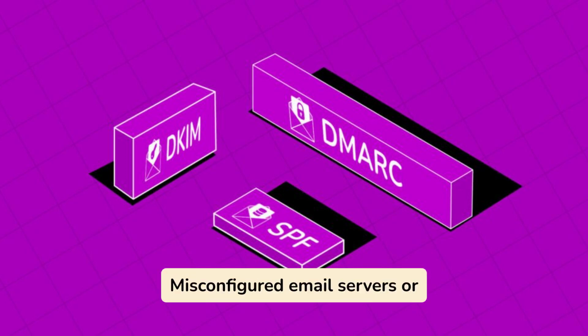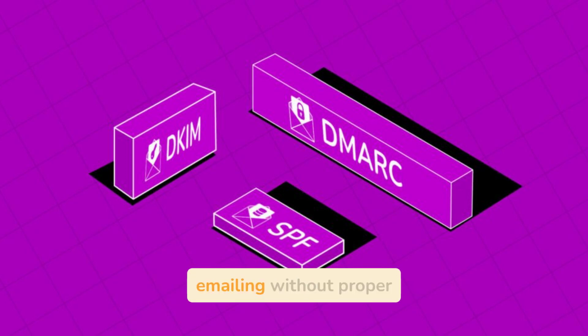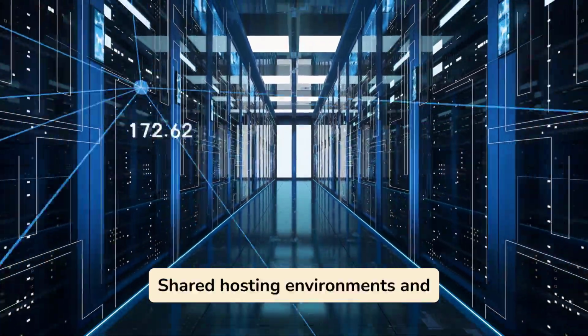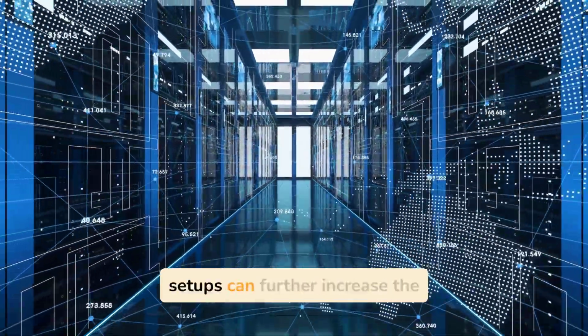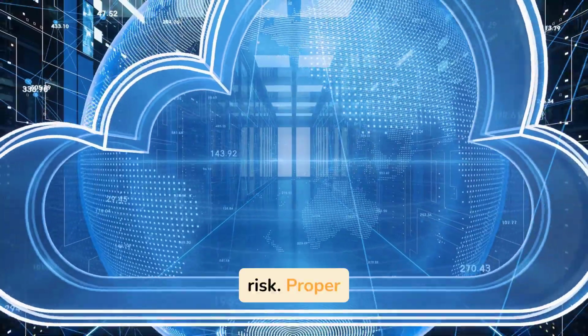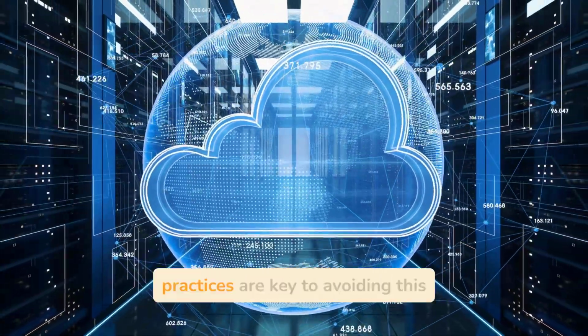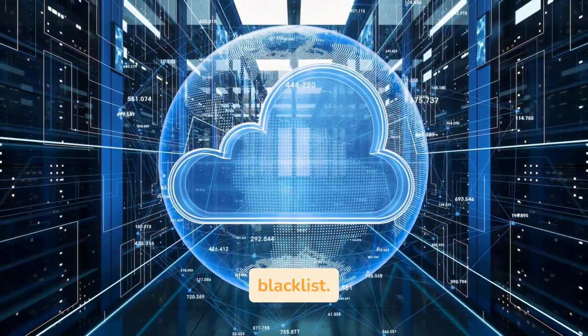Misconfigured email servers or suspicious activity, such as bulk emailing without proper authentication, SPF, DKIM, DMARC, also trigger blacklisting. Shared hosting environments and temporary servers with poor setups can further increase the risk. Proper configuration and best practices are key to avoiding this blacklist.